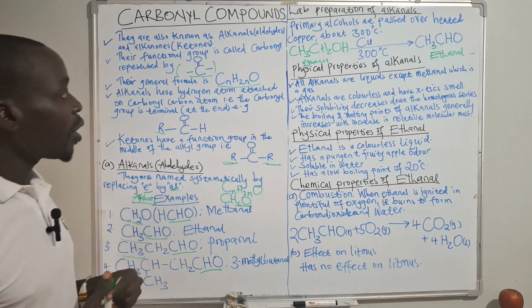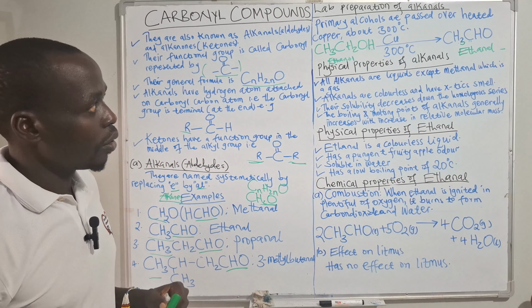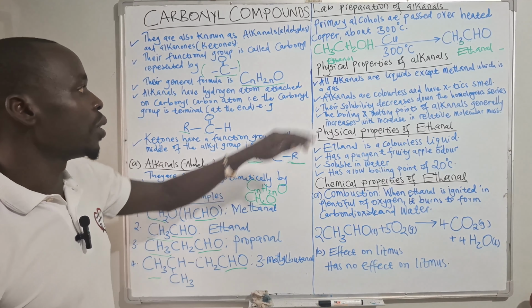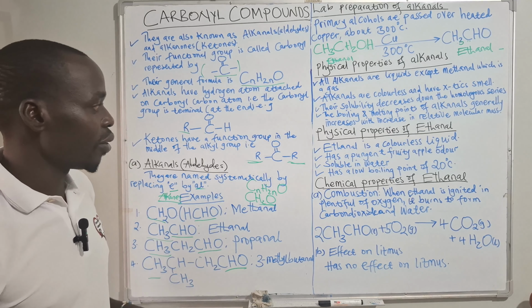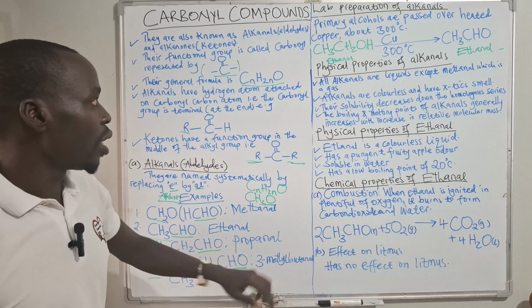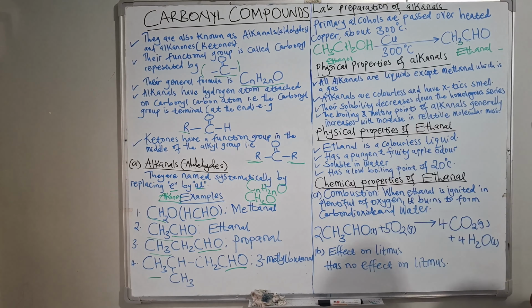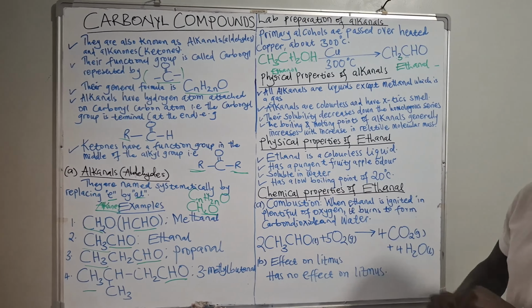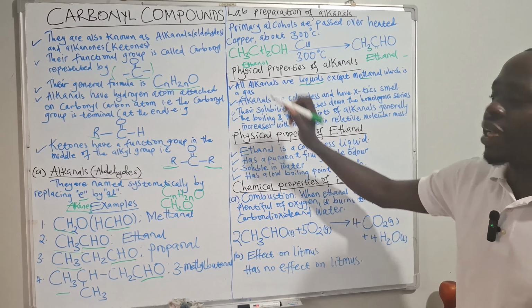Now, after knowing how to prepare these compounds in the lab, you'll be in a position to continue and see their physical properties. After seeing their physical properties, you'll go to chemical properties, and then you continue. Now, when you look at the physical properties, we are saying these alkyls, all of them are liquids, except methanol, which is a gas.